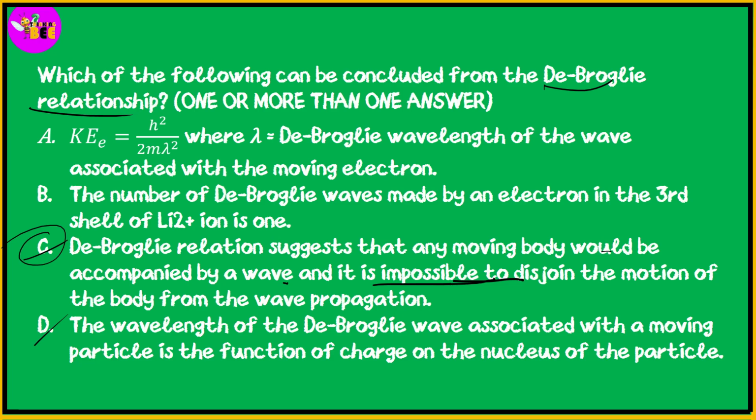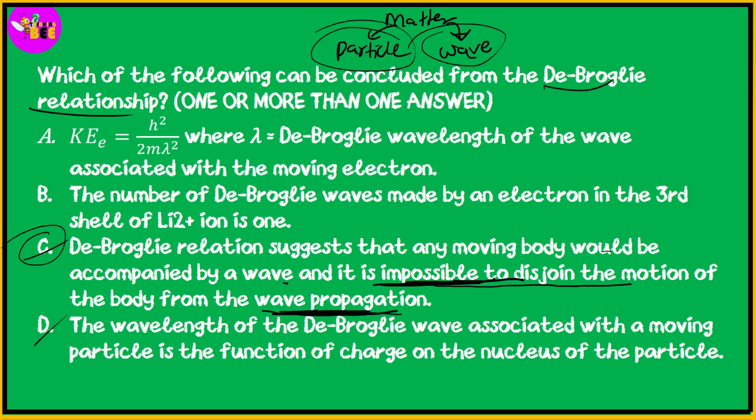It says that a particle, that is matter, has both particle nature and wave nature, and they are inversely proportional to each other. So, that's basically what's given in the option. It is impossible to disjoin the motion of the body from the wave propagation. No matter how small or big the object is, it will have a wave nature, even if it is small, and also particle nature. So, option C is correct in this question.